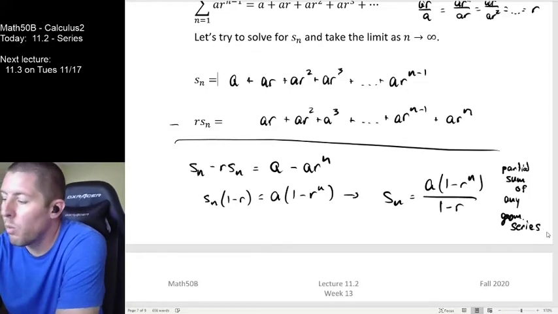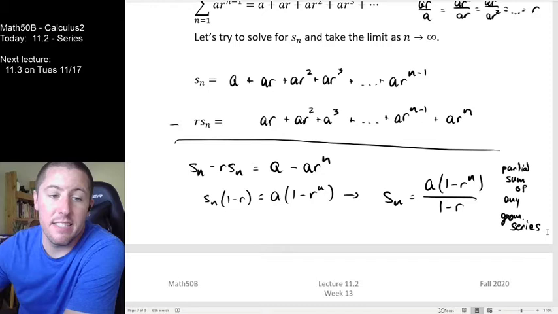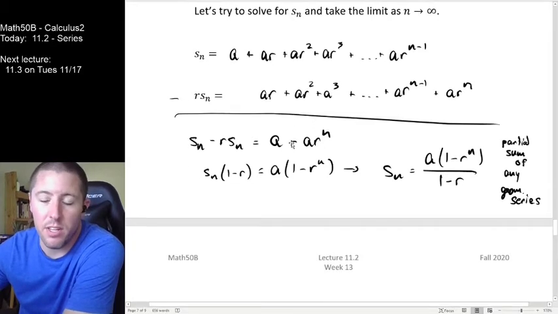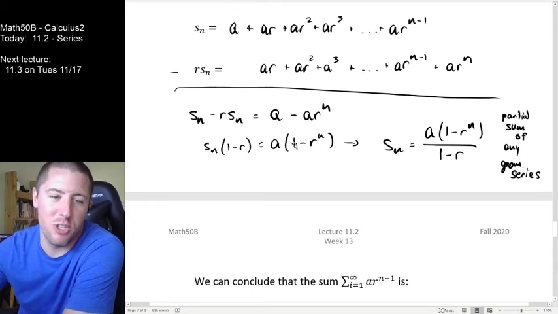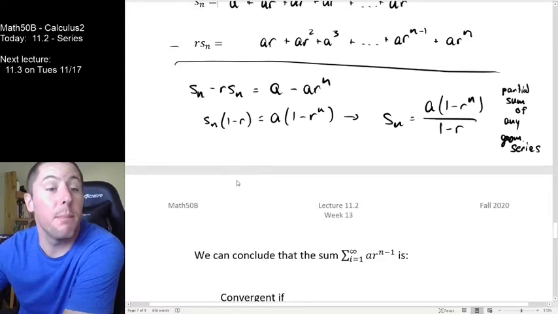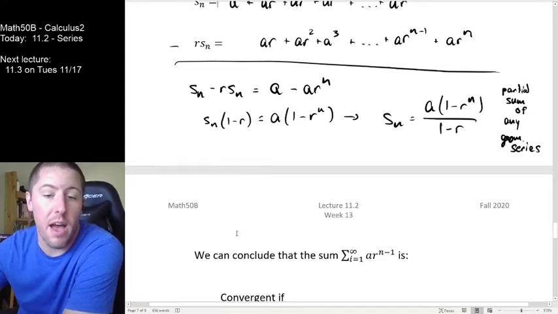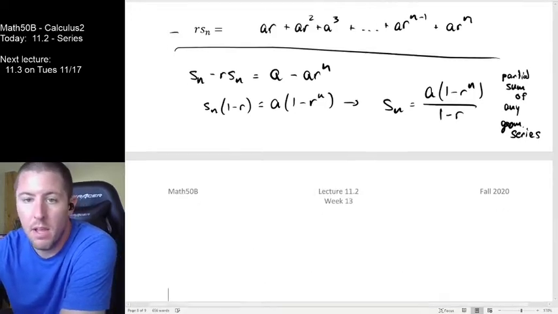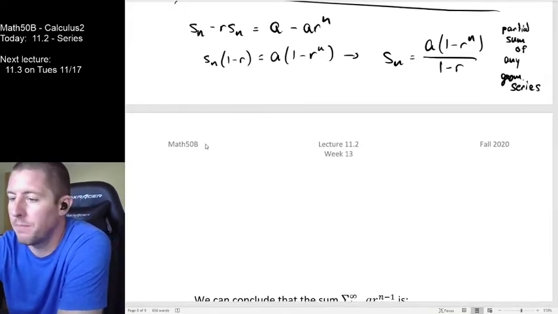All right. But what we are interested in is not partial sums, really. Right? We wanted to compute a partial sum just so that we could take a limit as n goes to infinity. Right? So let's go ahead and see what happens here.